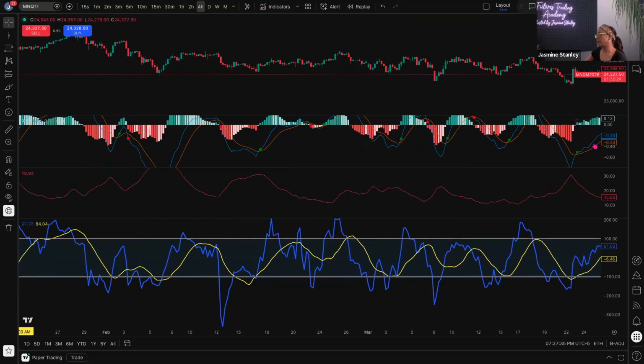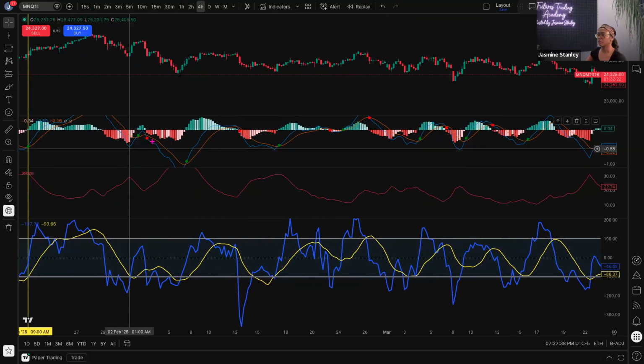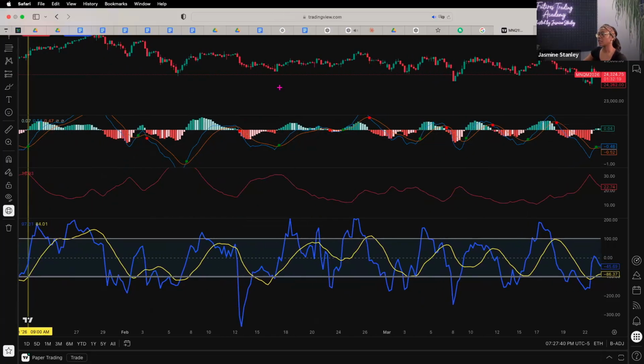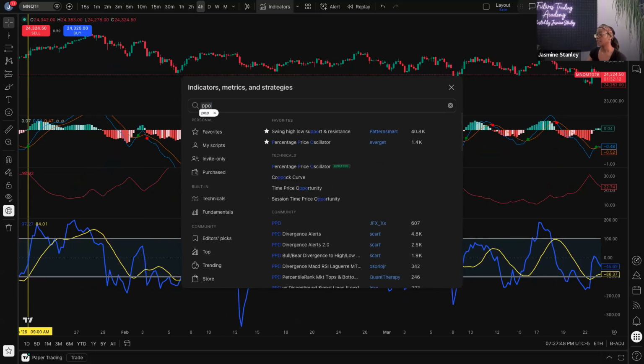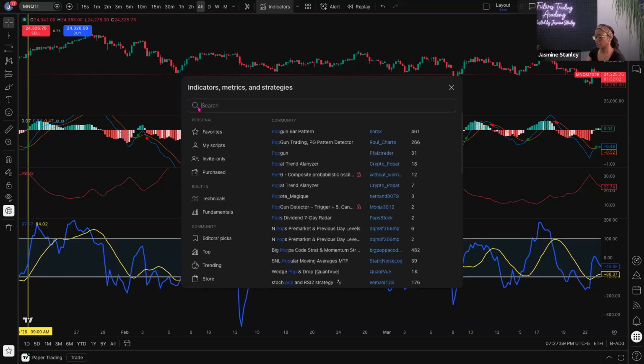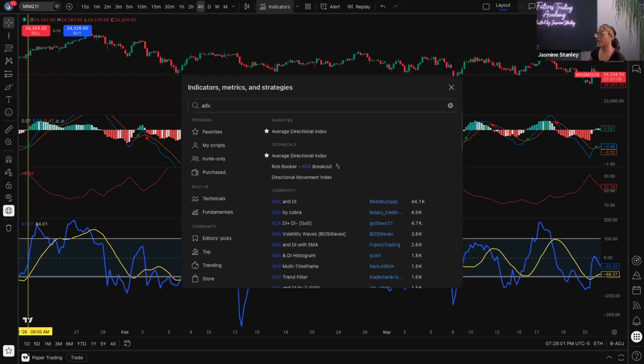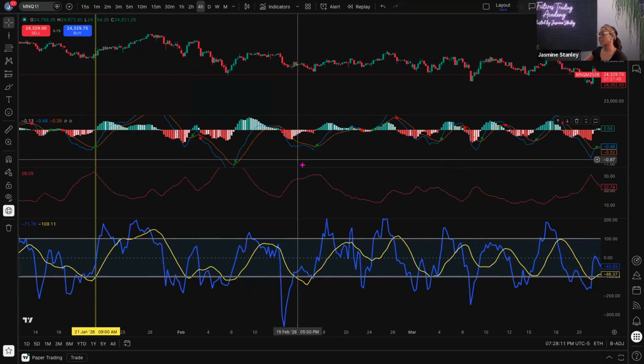So you want to get PPO. Literally go in here and type in, look at me when I type this in, literally the letters PPO. It's the percentage price oscillator. And you want to star that, put a star next to it. So that should be there. And then you want to type in ADX, which is the average directional index. And you want to star that. Okay. Bam. So you can leave that on your chart.